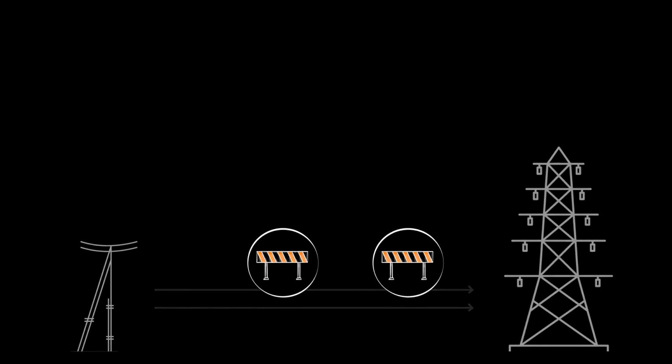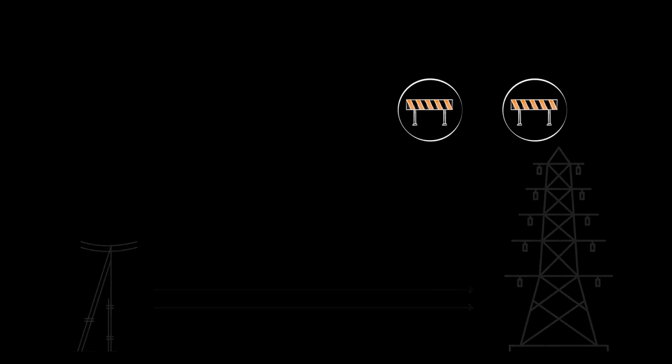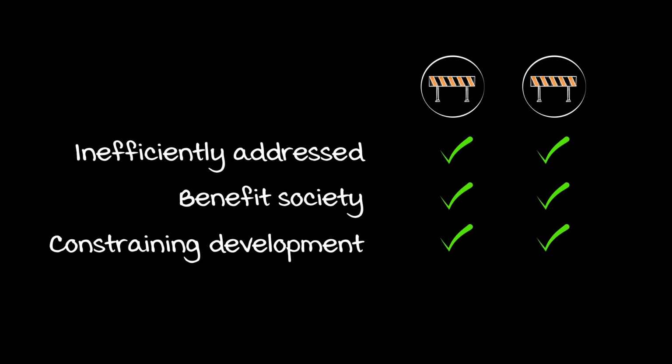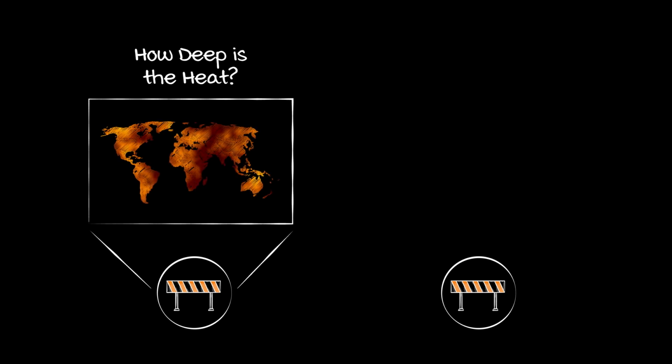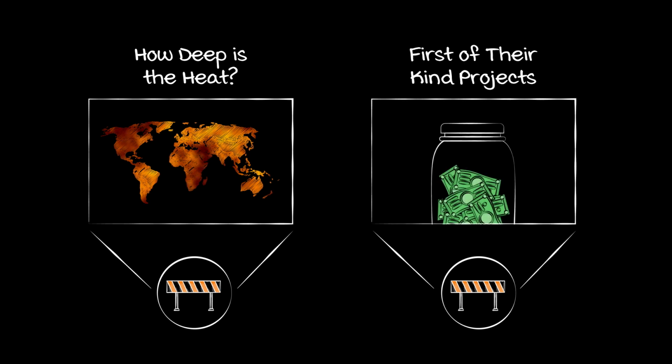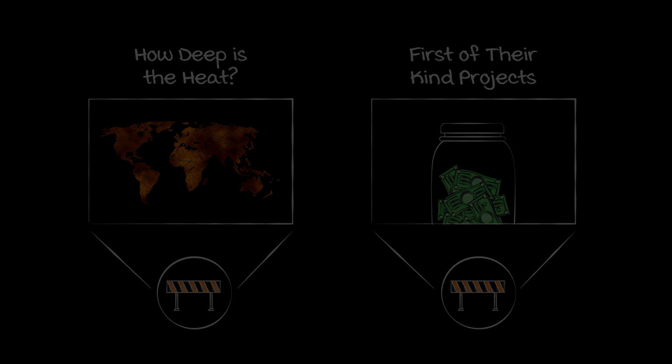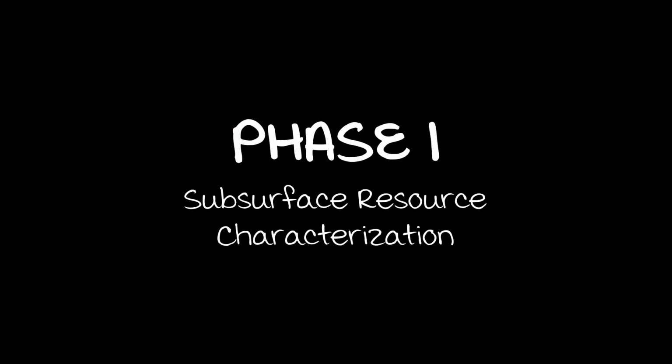Project InnerSpace will tackle two obstacles to widespread geothermal development that are not efficiently addressed by standard organizational structures, would benefit society broadly in ways that industry cannot yet monetize, and that are currently constraining large-scale investment in development of the resource. These two obstacles are global subsurface resource characterization to reduce pre-project risk, and funding for first-of-their-kind geothermal projects that are difficult to deploy utilizing existing funding mechanisms. Let's look a bit closer at each initiative, starting with phase one of Project InnerSpace.